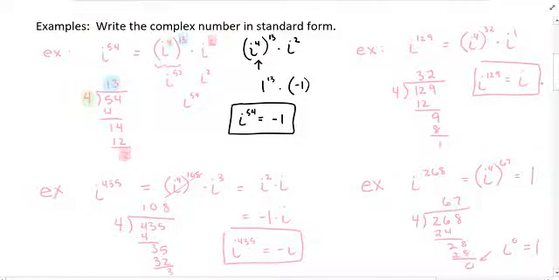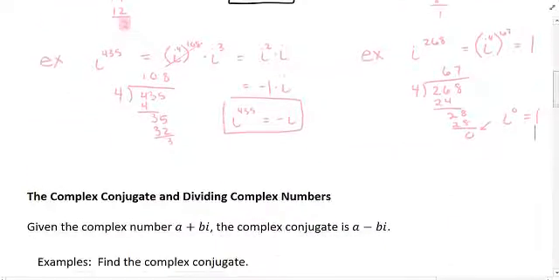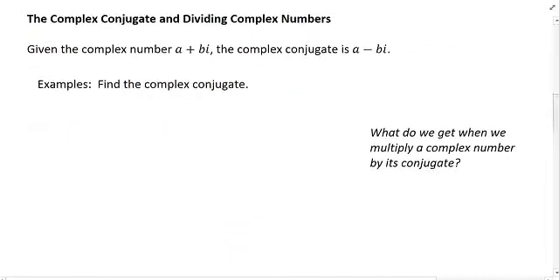Let's go ahead and move on to our next topic, and that is the complex conjugate and dividing by complex numbers. Okay? All right, so if you're given any complex number in standard form, its complex conjugate looks like this. The only thing we're doing is changing the sign of the imaginary part. So, if my number is 3 plus 2i, the complex conjugate is 3 minus 2i.